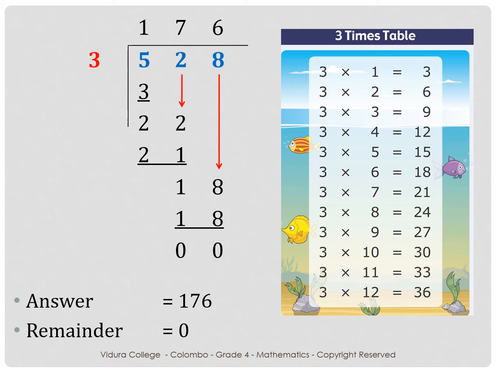So, now children, we have already divided 528 by 3. So, the answer is 176 and no remainders.